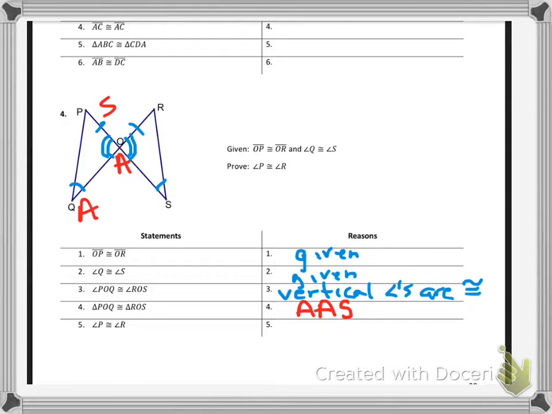Let's make sure things are in the right order. POQ is congruent to ROS. Yes, those are in the right order. All right, so once we know that they're in the right order and that we've got our congruent statement, we can say that any part of the first triangle is congruent to the corresponding part of the second triangle. So we can say angle P is congruent to angle R by CPCTC. Corresponding parts of congruent triangles are congruent.